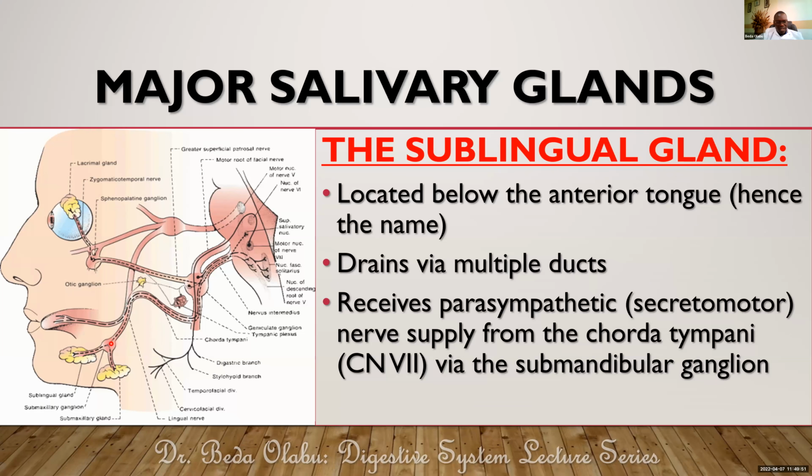Then they synapse there at the submandibular ganglion, which this book is also calling the submaxillary ganglion. Let's call it the submandibular ganglion. From there, postganglionic fibers go to both the sublingual gland as well as the submandibular gland. So the route of innervation for the submandibular gland is the same route of innervation for the sublingual.